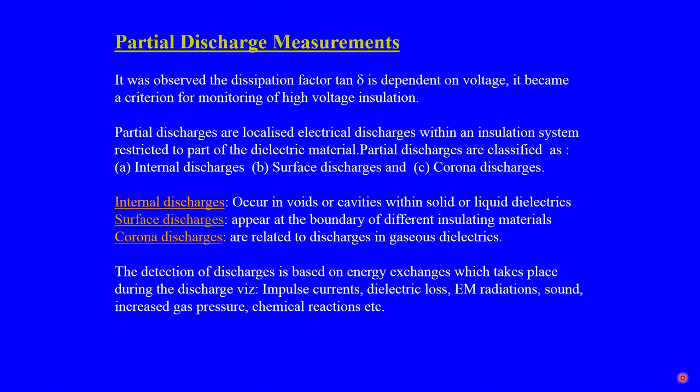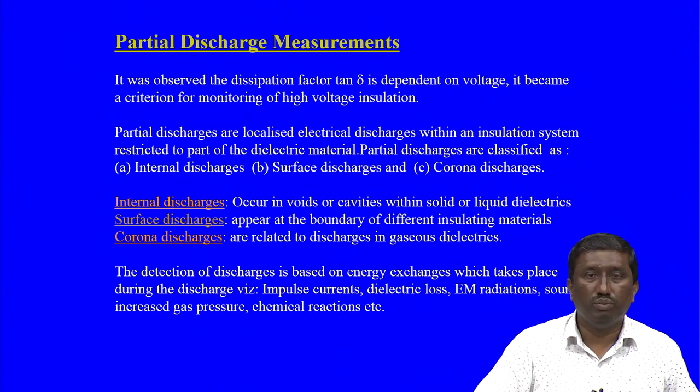Further, partial discharge measurements are very important for cable insulation and many equipments like transformers, where discharges over a long period of service could deteriorate the insulation of the equipment or the material. It was observed that the dissipation factor or the tan delta loss component is dependent on voltage. So, it became a criterion for monitoring of high voltage insulation. Taking this into consideration, partial discharges are to be measured.